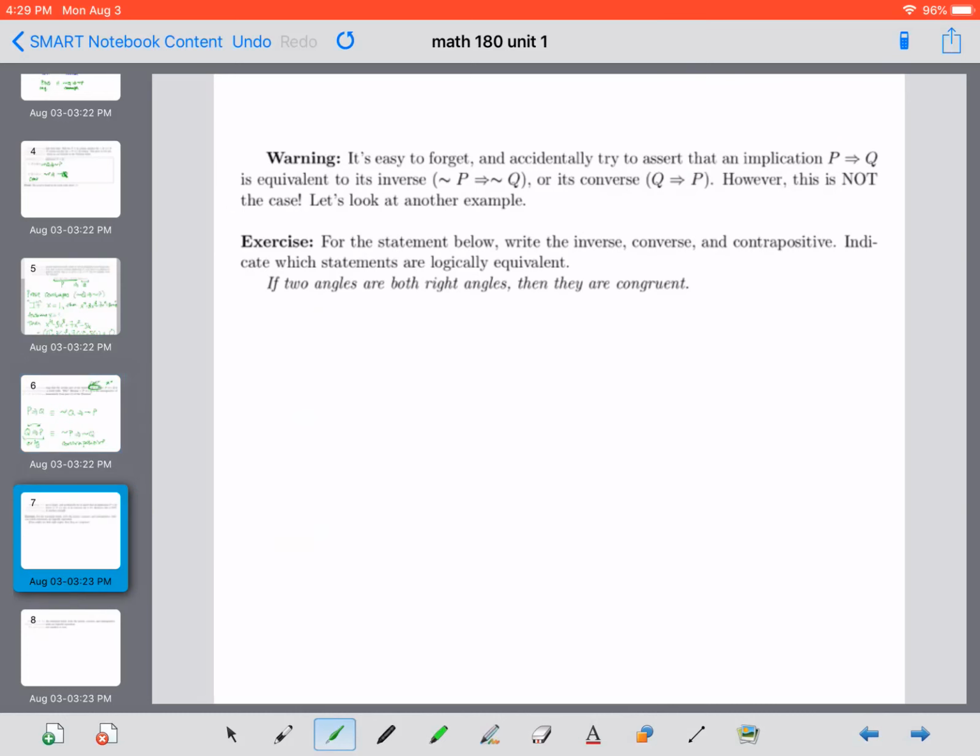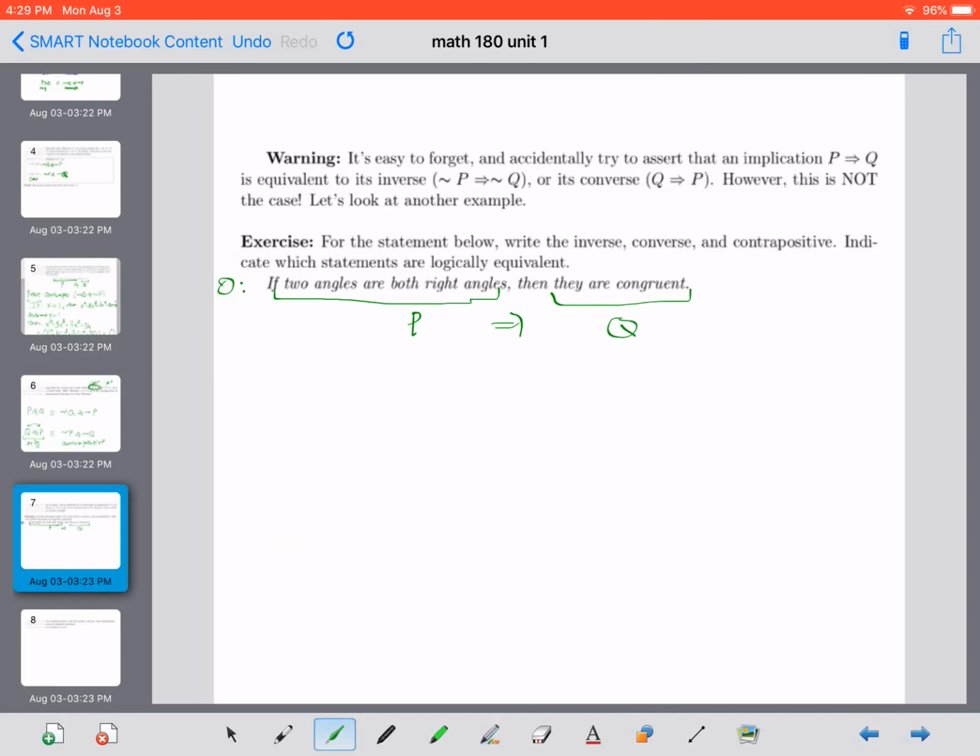Alright, now it's easy to forget and to accidentally try to assert that an implication is equivalent to either its inverse or its converse, but that's not always the case. So let's look at another example. We're going to write the inverse, converse, and contrapositive of each one and state which ones are logically equivalent, which ones are true and false. So here's our original statement, which I'm going to mark with an O for original: if two angles are both right angles, then they are congruent. The two angles are both right angles is our P, and they are congruent is our Q.